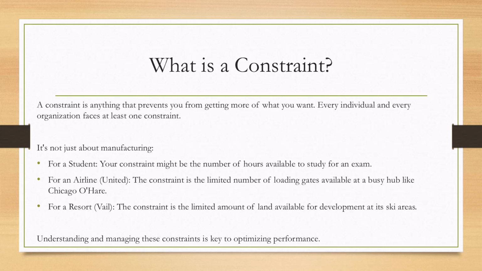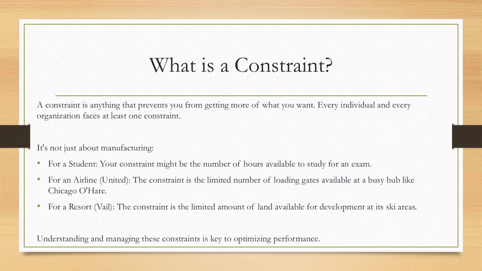So, what exactly is a constraint? A constraint is anything that prevents you from getting more of what you want. Every individual and every organization faces at least one constraint at any given time. It's a universal concept, and it's not just about manufacturing. For a student, your constraint might be the limited number of hours you have available to study for an exam.